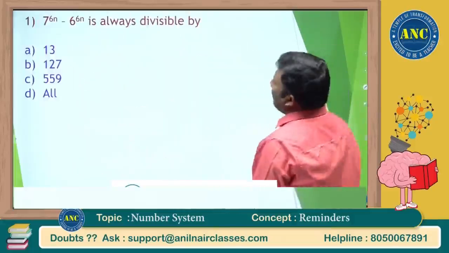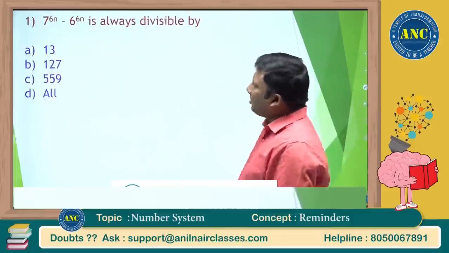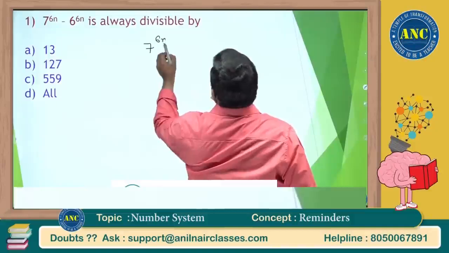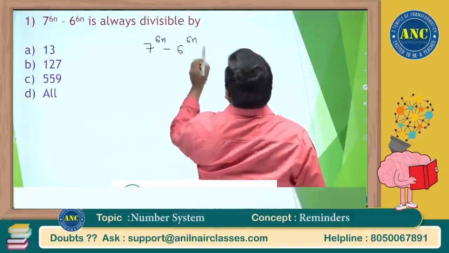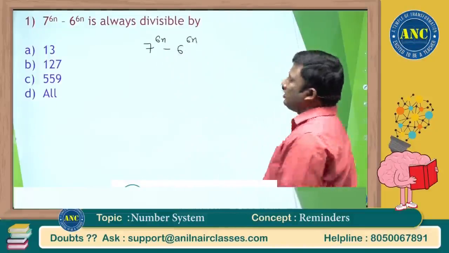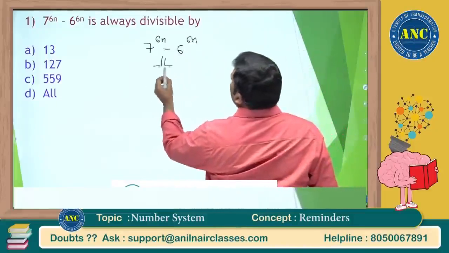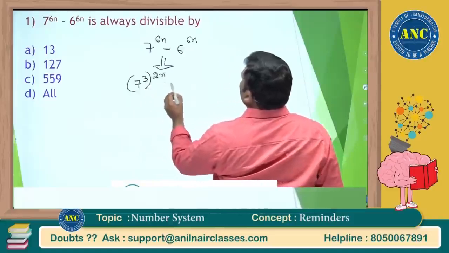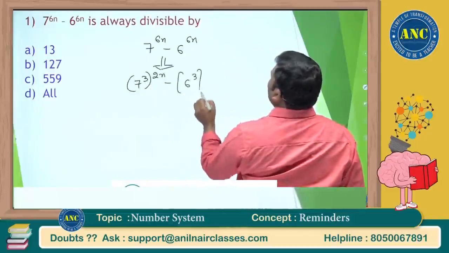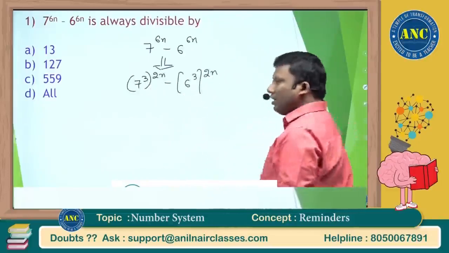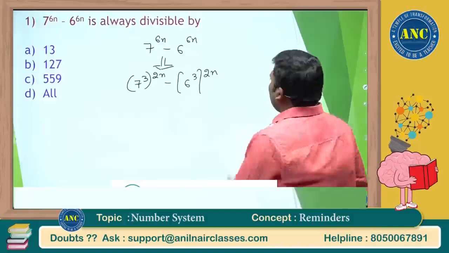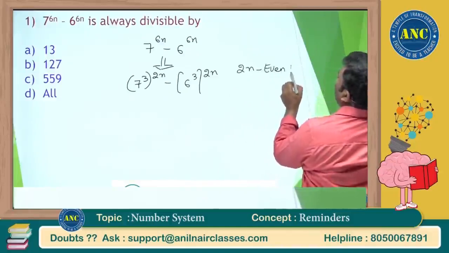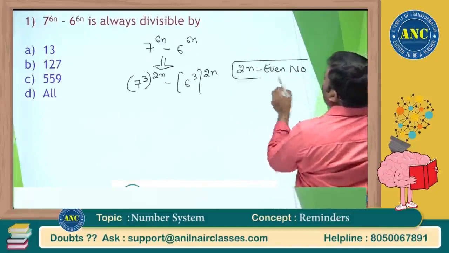Previous year CAT question: 7 power 6n minus 6 power 6n. It is always divisible by which number? Can I write this as 7 cube power 2n minus 6 cube power 2n? 2n is nothing but an even number.